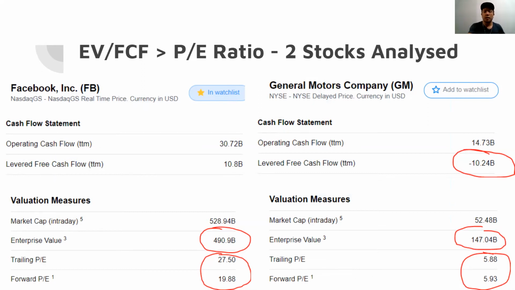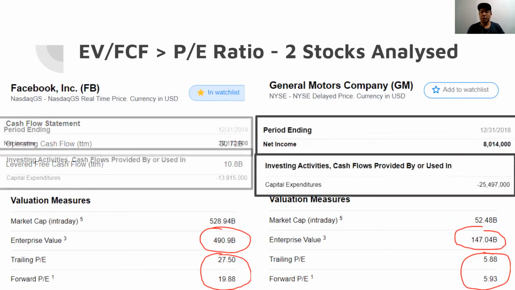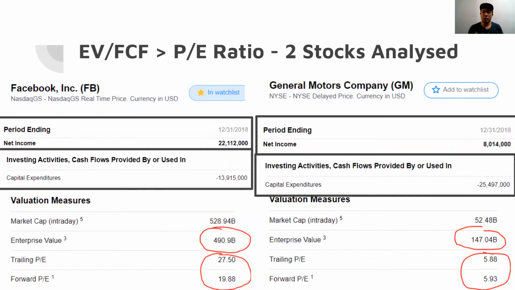And the beauty of the levered cash flow is that it actually includes any spend that they must make before they actually have the cash. So that's after they've paid off all of their liabilities. And so, as you can see, if we dig a little bit deeper, we'll realize why it's so important to look at free cash flow.